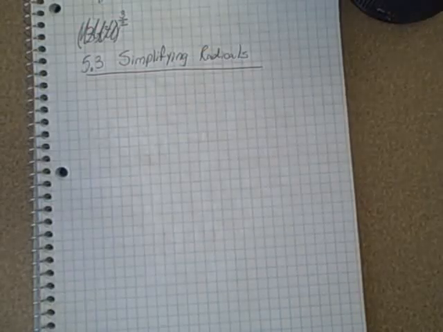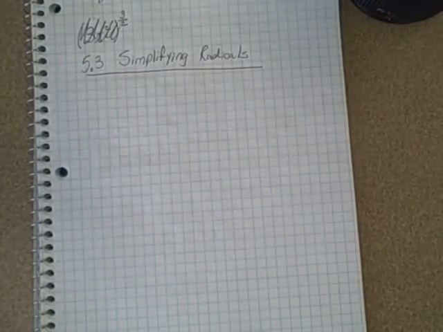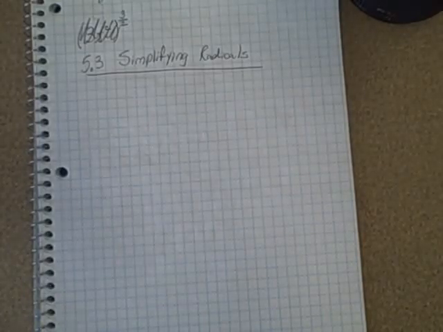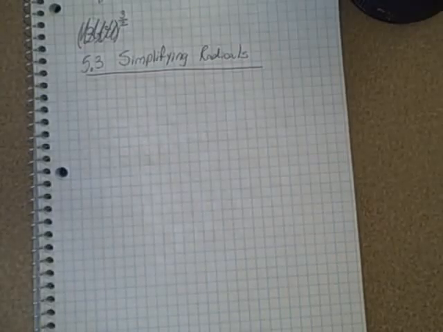Okay, we're going to look at section 5.3 here in this tutorial, simplifying radicals. And one thing you have to remember when you're simplifying radicals is what is a radical in simplest form. Well, they give you a good definition in the textbook on page 156.